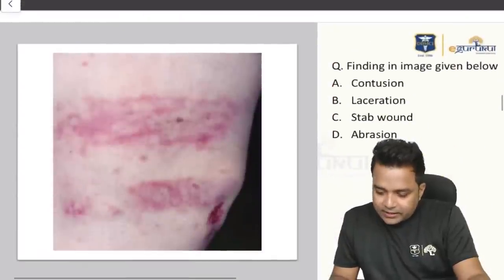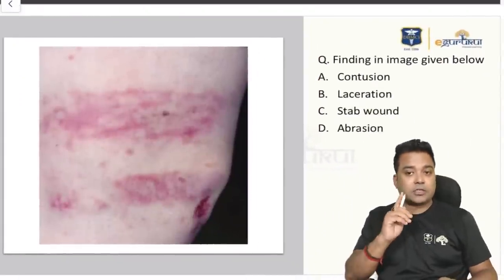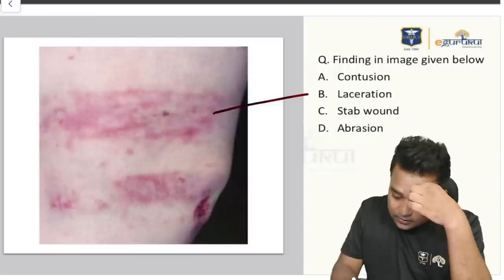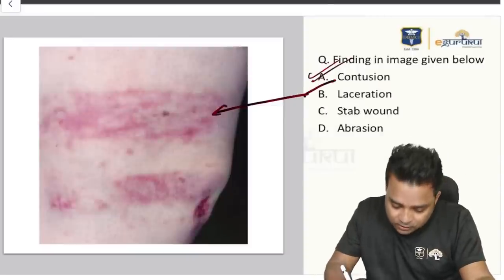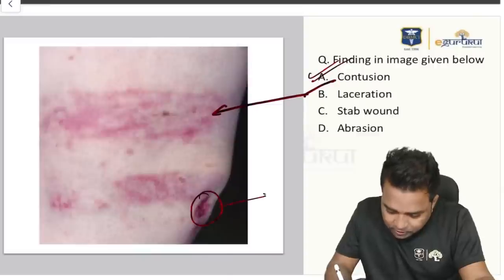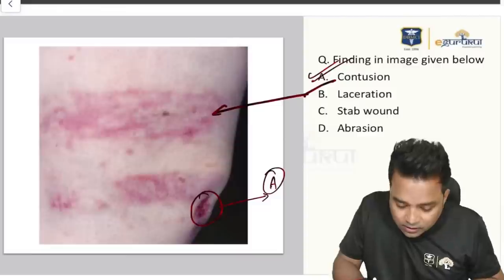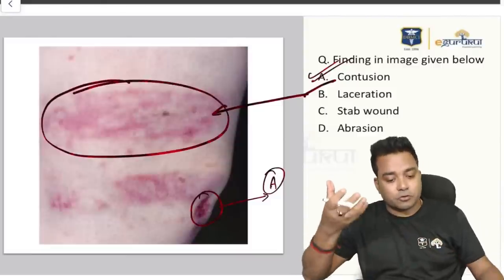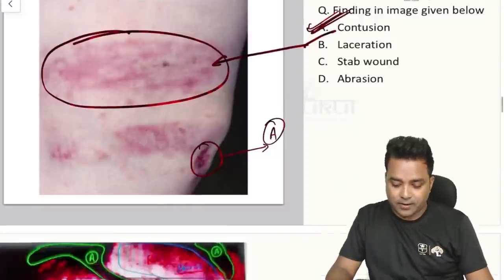Finding in the image given below. These injury identification questions come in the INICET exam. So here it is. Contusion. This is how contusions look. This one is signifying an abrasion. In this injury, the epidermis is intact, but there is a color change due to the rupture of soft tissue blood vessels. This goes with contusion.